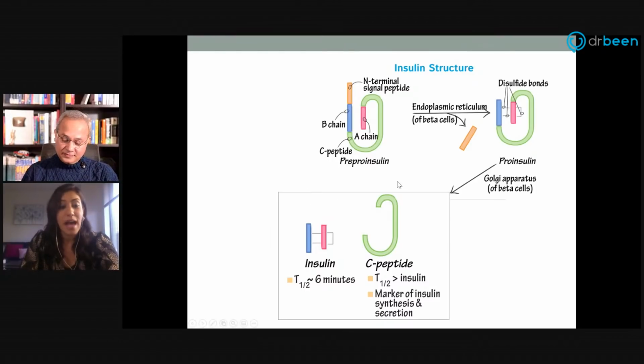What you said is absolutely correct. The C-peptide is going to be reflective of the endogenous insulin and not the exogenous insulin. So that's why C-peptide is really, really important. It's a better indicator of your beta cell function.